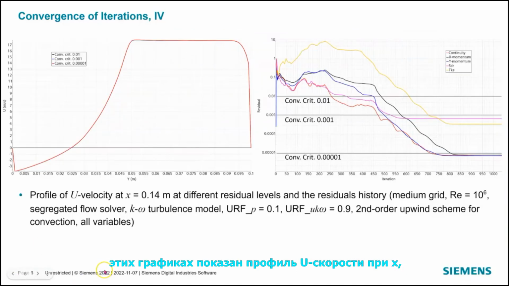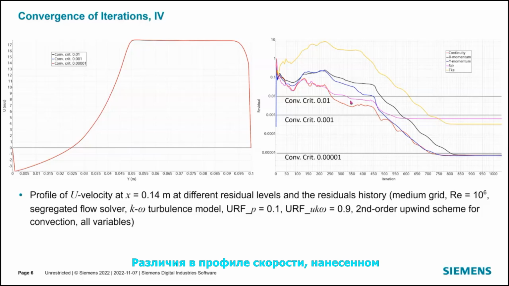These plots show the profile of u velocity at x equals 0.14 meters at different residual levels, and the residual history for the computational medium grid at the Reynolds number equal to 10^6 using the segregated flow solver, k-omega turbulence model, under-relaxation factors 0.1 for pressure and 0.9 for all other variables. Convection flux is discretized using a second-order discretization scheme for all variables.